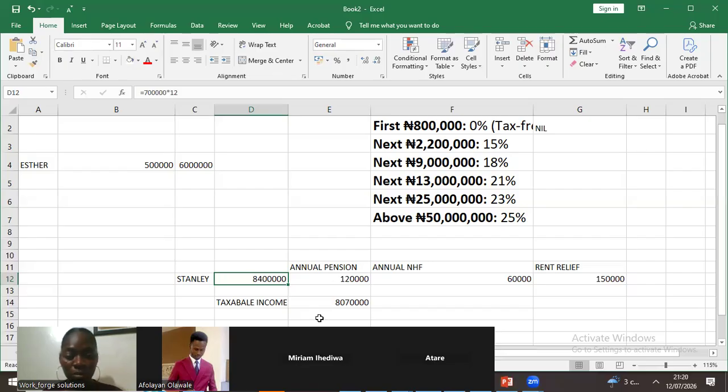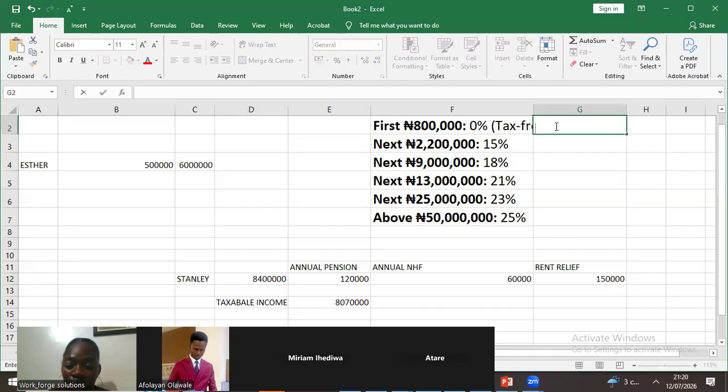See there. Paula, do you understand to this extent? Yes, I do. Okay. All right. So now that we have gotten the actual taxable income, don't forget our structure here. The first 800,000 naira is not deductible, it's tax free. So I'm going to put 0 there. Nothing is happening there.